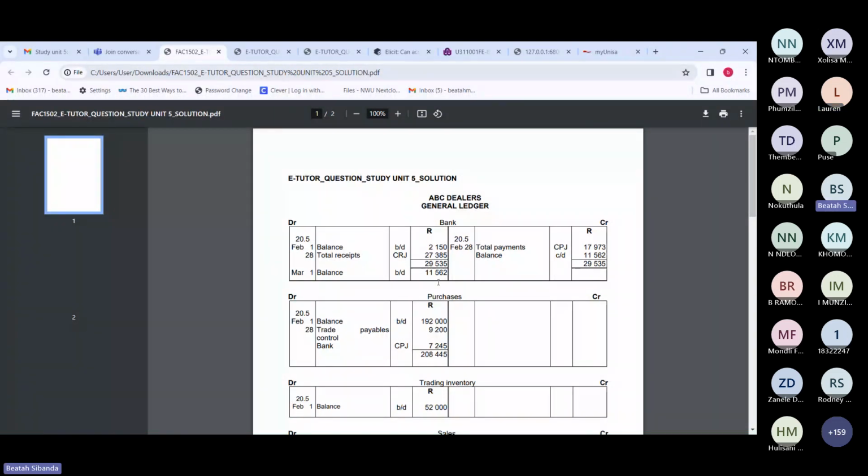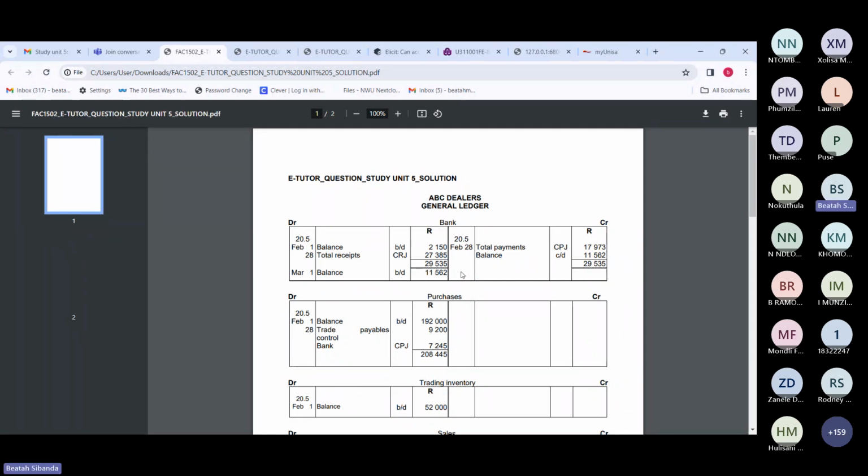So the trial balance then for the 1st of March for the next period, this will be your opening balance. So this 11,562 is now carried to the next period. But this is our solution, right? So we would have had to find that figure. Where would that figure have come from? This is the balancing figure.